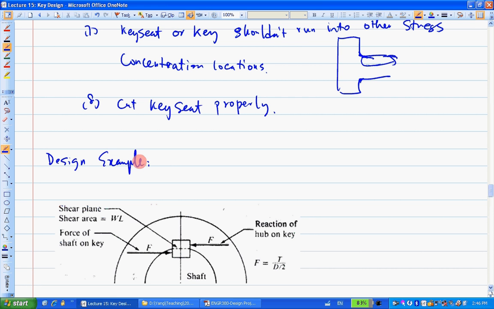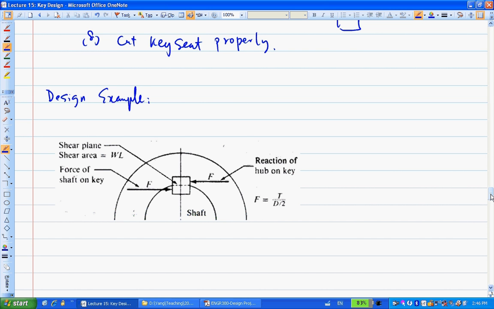So we look at a design example, and basically ask what stress do we consider when we're designing for the key. Here's a simple diagram of a key sitting between the shaft and the hub. This is the shaft, and this top portion is the hub, and the key is here. In the actual situation, remember what I said, the dimension of the key is slightly smaller than the key seat. So what they really look like is, if I exaggerate it a little bit here.